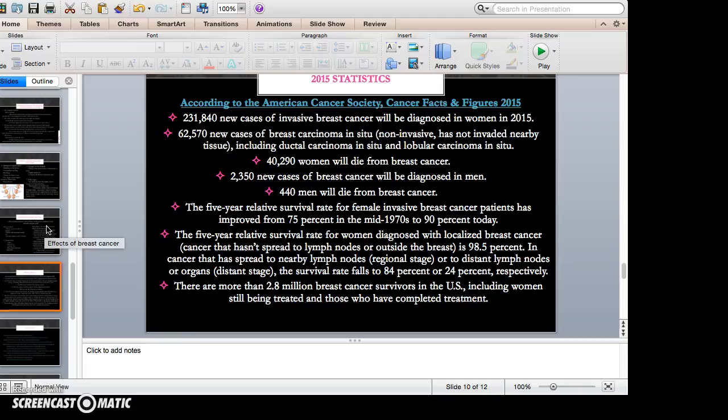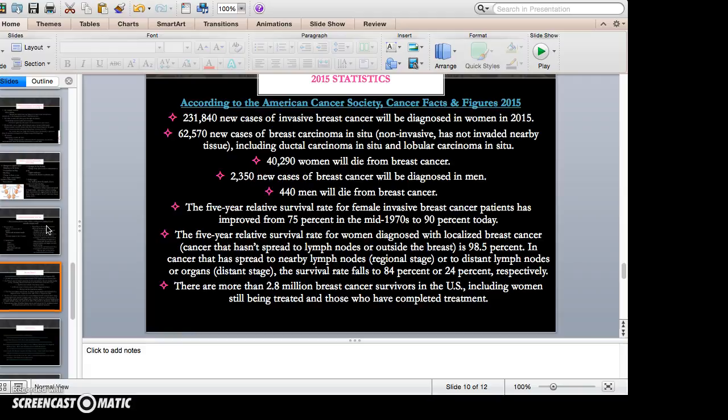Some facts about breast cancer, according to the American Cancer Society in 2015: 231,840 new cases of invasive breast cancer will be diagnosed in women in 2015. 62,570 new cases of non-invasive carcinoma, which has not invaded nearby tissues, including ductal carcinoma in situ and lobular carcinoma in situ. 40,290 women will die from breast cancer. 2,350 new cases of breast cancer will be diagnosed in men. 440 men will die from breast cancer.